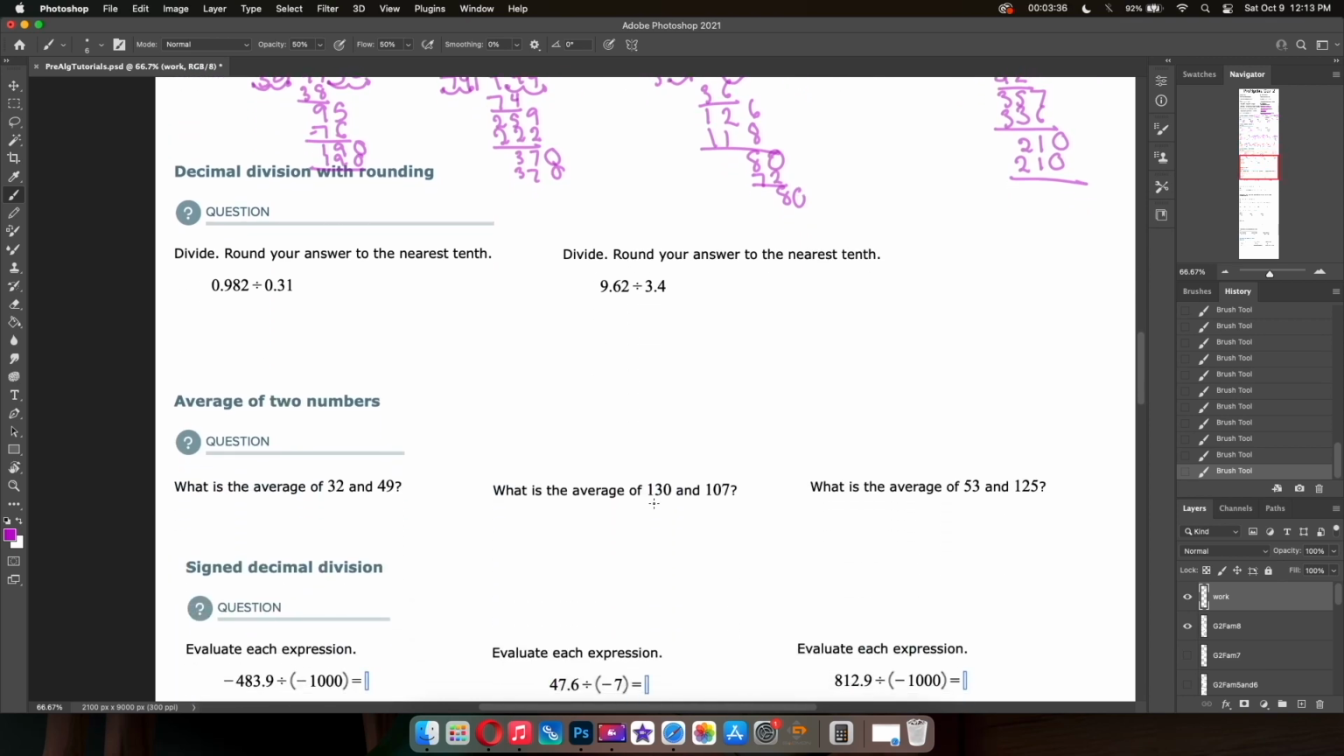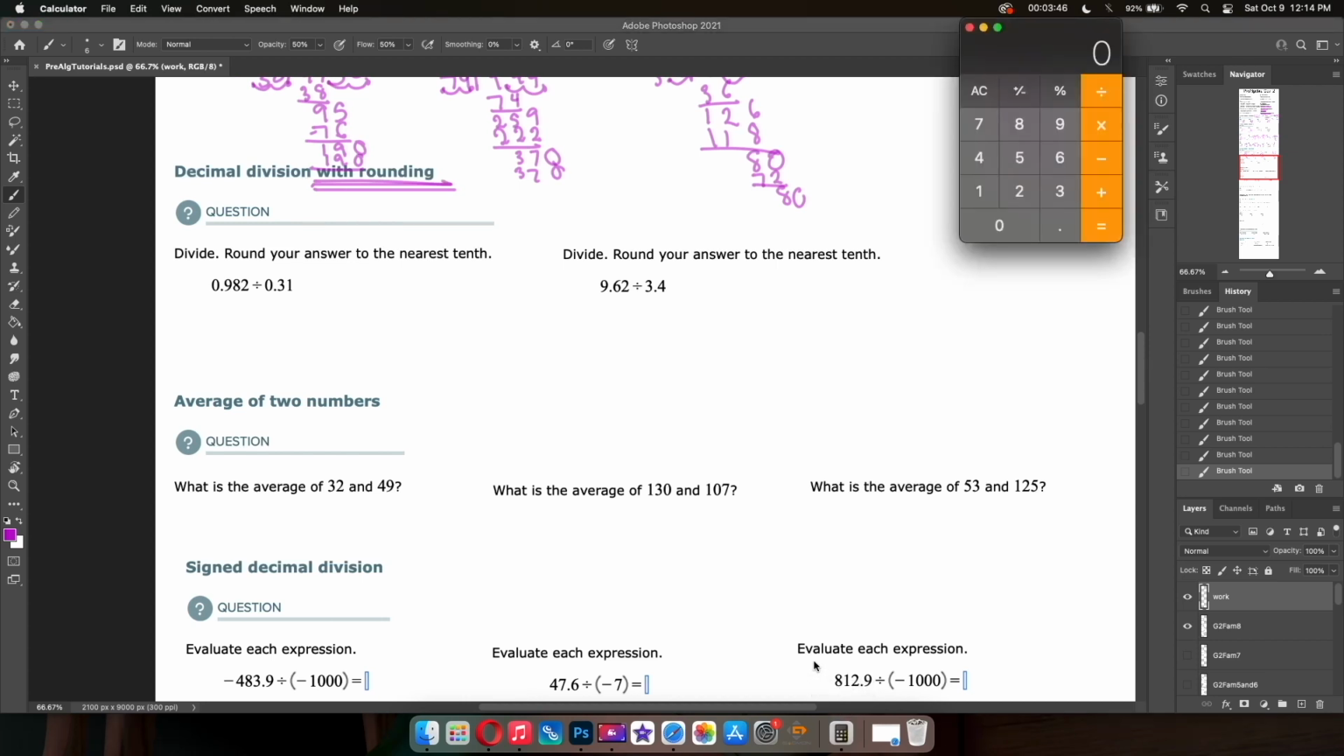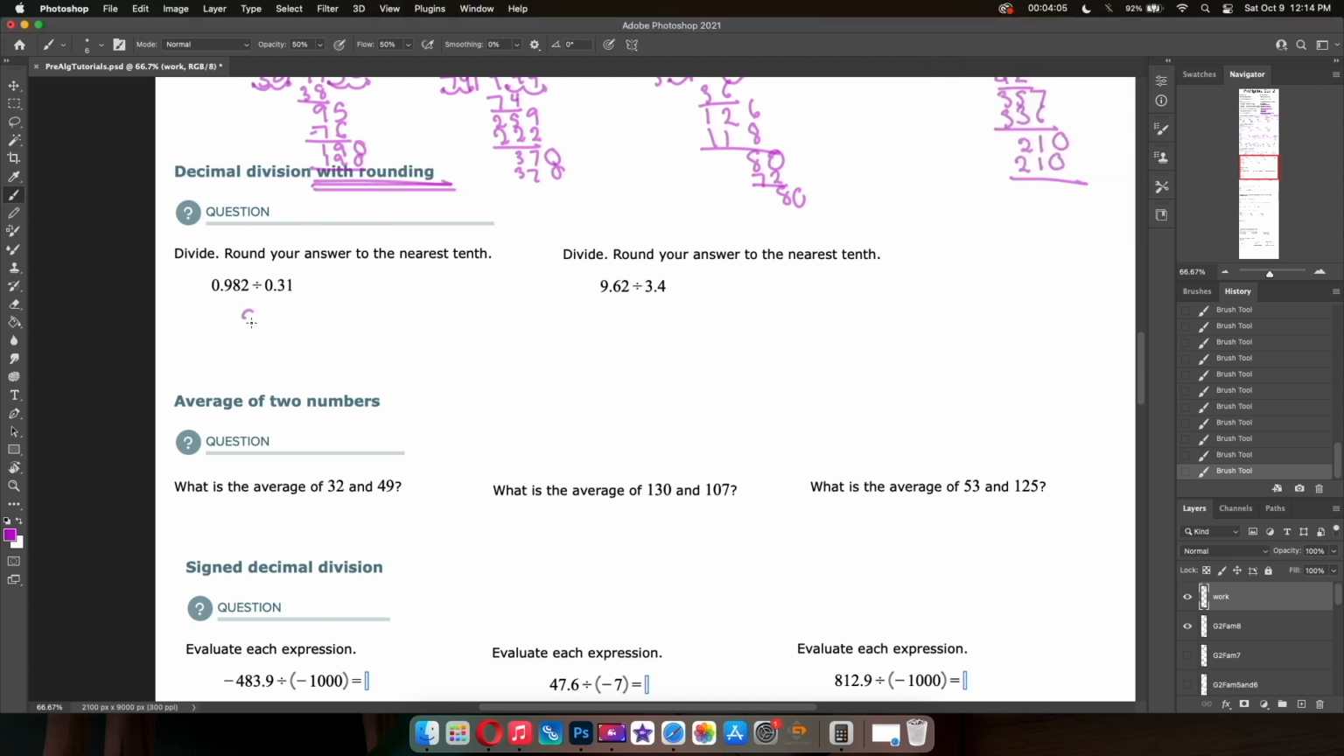Decimal division with rounding. So now we come in knowing that this is not going to divide evenly as we're going through this. Let's see what that actually looks like. So we have 0.982 divided by 0.31. So we know how to do this the long division way. Let's just see what we get. Look at that ugly mess of a decimal. So it says round to the nearest tenth. So we have 3.16.